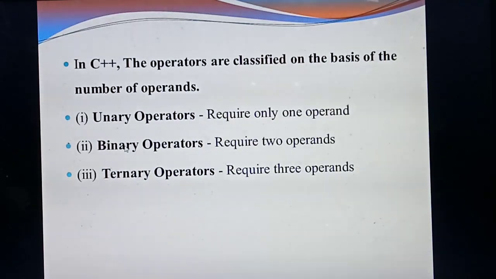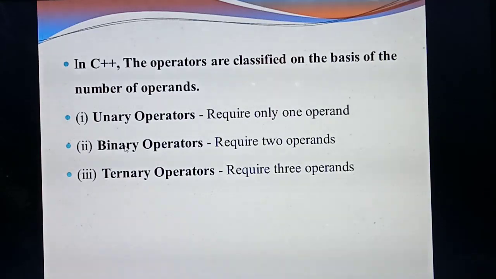So how many operands are there? A plus B means 2. What are they? A and B. Then ternary means it will require how many operands? 3 operands. For example, A plus B plus C. So how many operands are there? 3. A, B and C.